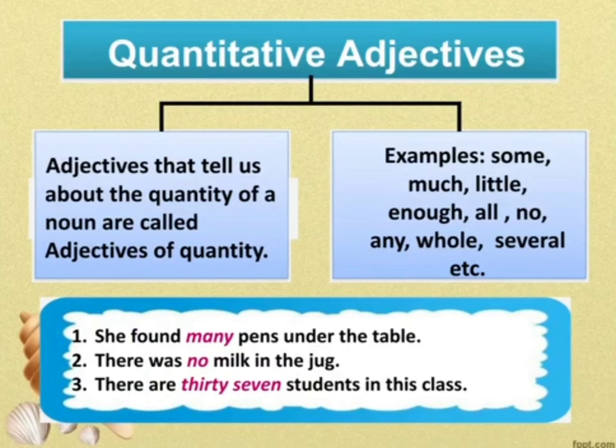Next, there was no milk in the jug. Again, no milk, there means quantity is no. So that's why it's a quantitative adjective. There are 37 students in this class. Again, we are talking about quantity, the numbers. So there are 37 students. That's why 37 is a quantitative adjective.